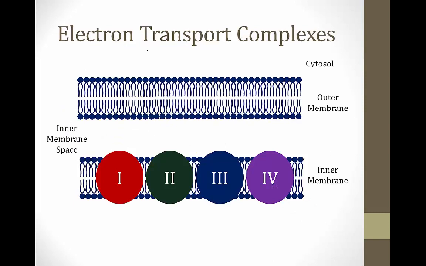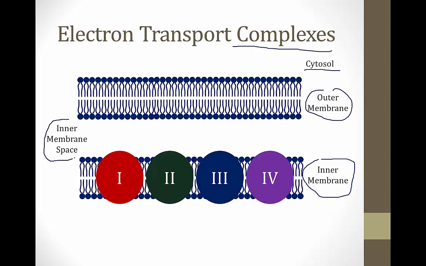The process of electron transport is performed by four complexes, which are structures embedded in the inner membrane of the mitochondria. Recall that the mitochondria has a double membrane separating it from the cytosol. The cytosol is out here. There is an outer membrane and then an inner membrane, and the two membranes are separated by an area called the inner membrane space. The four complexes of electron transport are called 1, 2, 3, and 4.